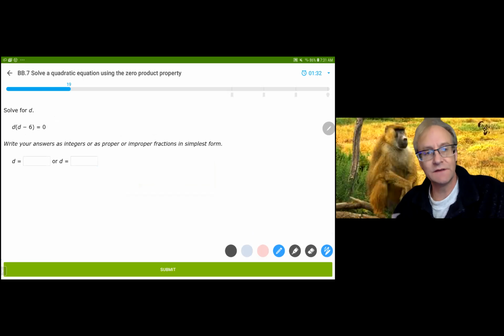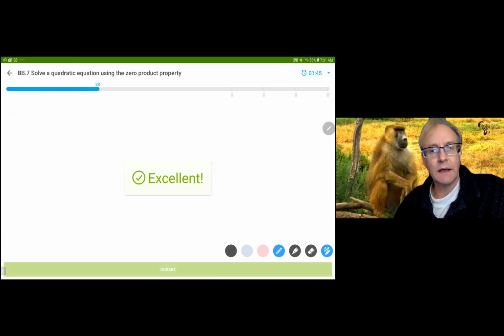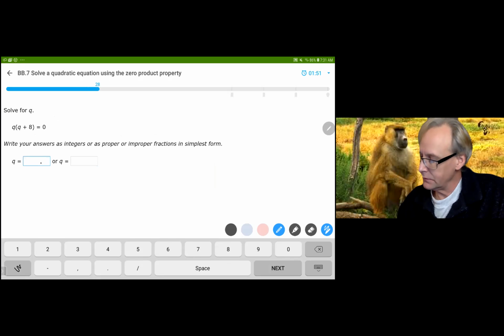We call these things zeros or roots. In this case, it could be 0 for the first one or 6 for the second one. Again, those are zeros or roots. Q could be -8 or 0.